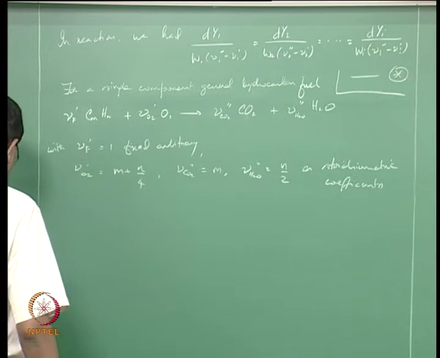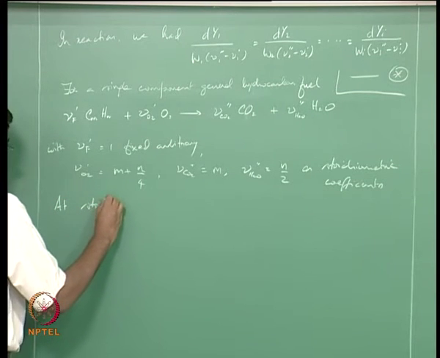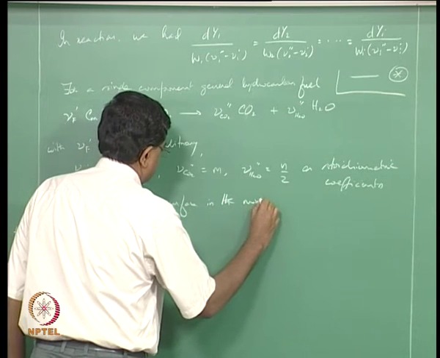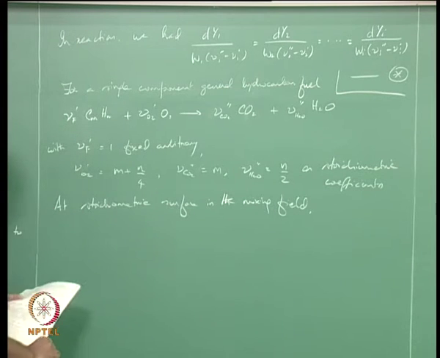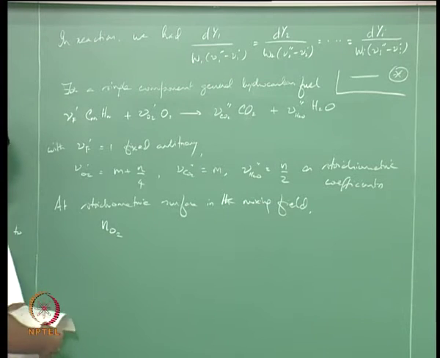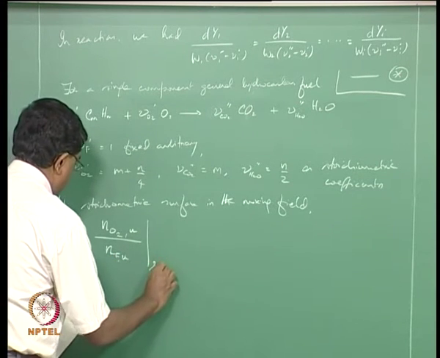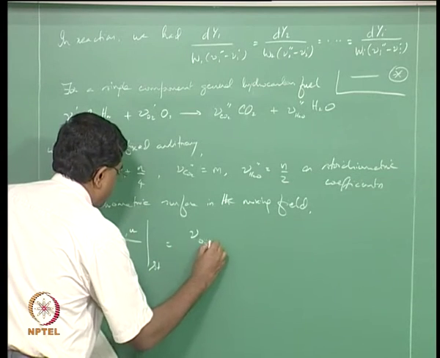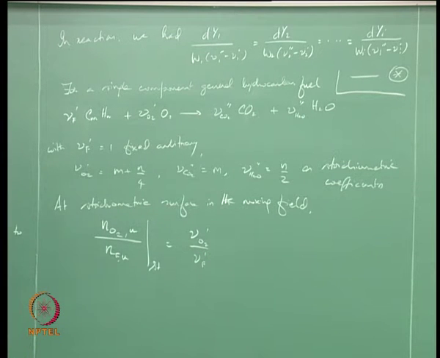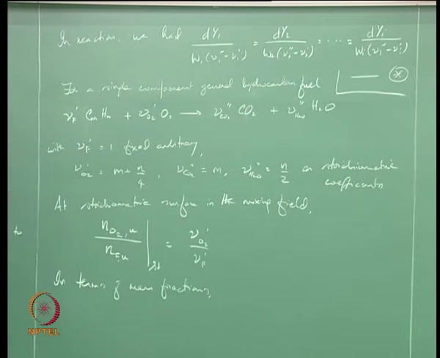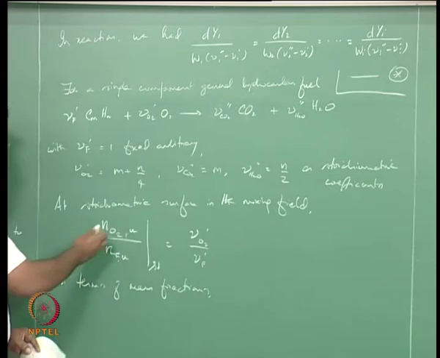Now, at the stoichiometric surface in the mixing field, we then have the number of moles of oxygen unburnt divided by the number of moles of fuel unburnt at stoichiometry equal to nu_O2 single prime divided by nu_F single prime, right, as given above. Well, above is in terms of moles, not mole fractions, I'm sorry. But of course you can divide by the total number of moles and get the mole fractions as well.